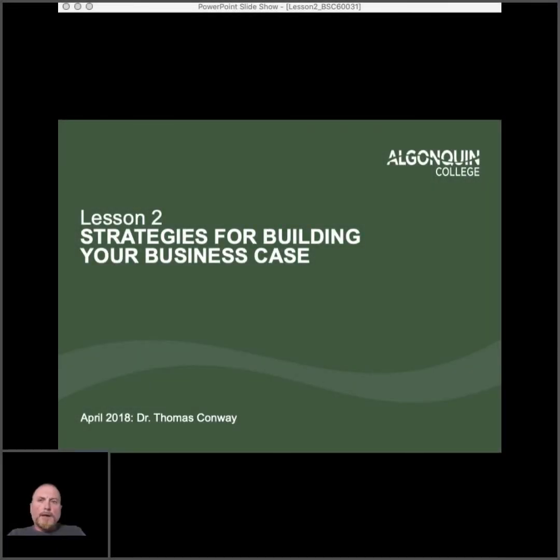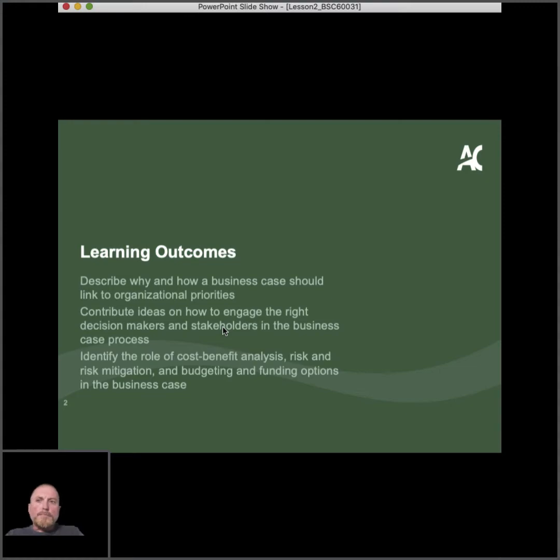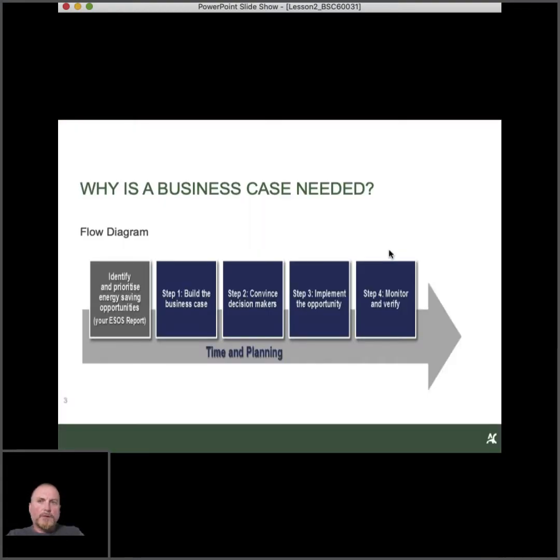There's really three areas that I want to focus on: linking your business case to organizational priorities, how to engage the right decision makers within the organization to increase chances for your business case to be adopted by senior management, and to deal with the issue of cost-benefit analysis. So let's just proceed down those three courses.